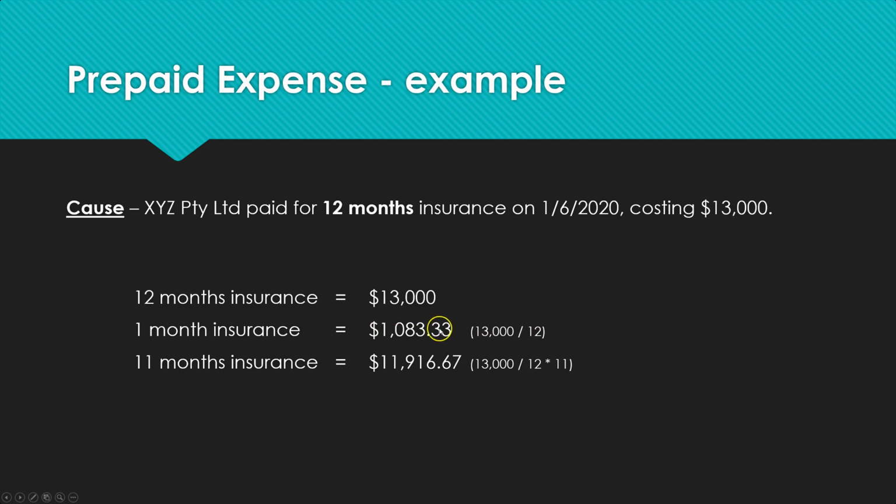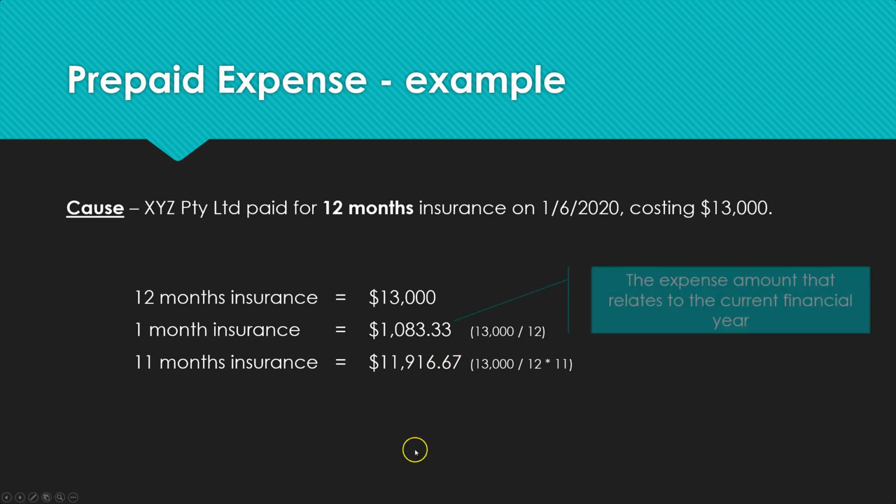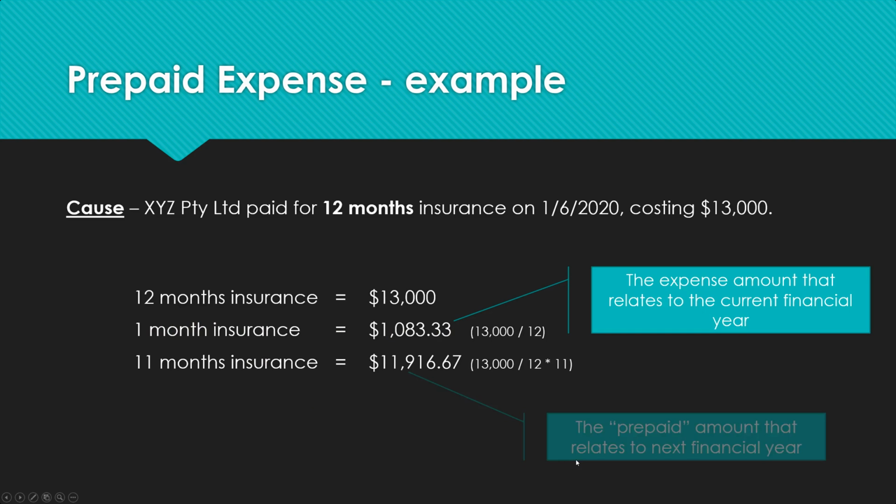$1,083.33 per month is how much we pay for insurance. That means that 11 months is going to be calculated as being the full amount, so 13,000 divided by 12 brings us back to 1 month, and then we take that 1 month's insurance and we times by 11 to get up to 11 months insurance. And just remember that this number here is what should be in our expense account at the moment. It's not. We still have 13,000 in there, but we should have 1,083.33, just that 1 month of June that relates to the current financial year.